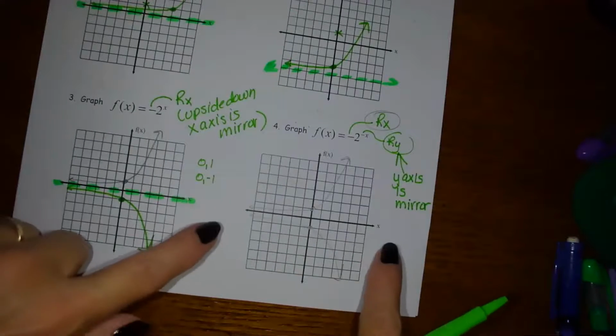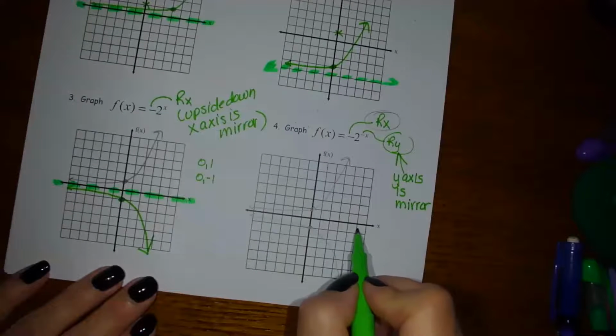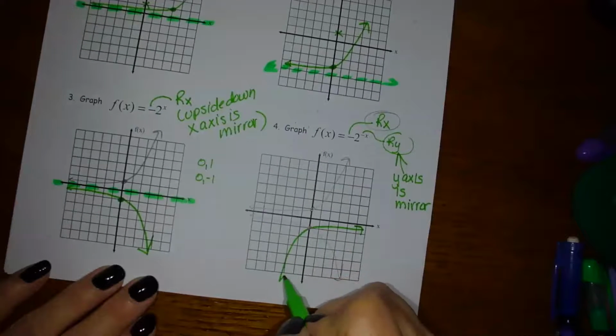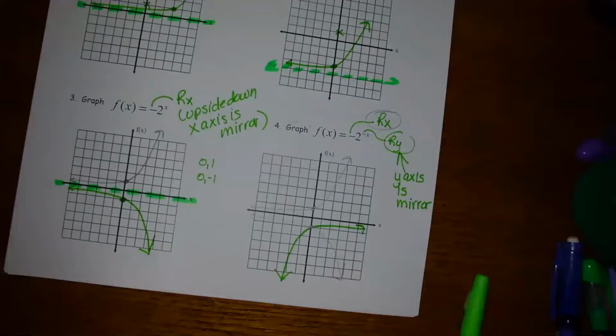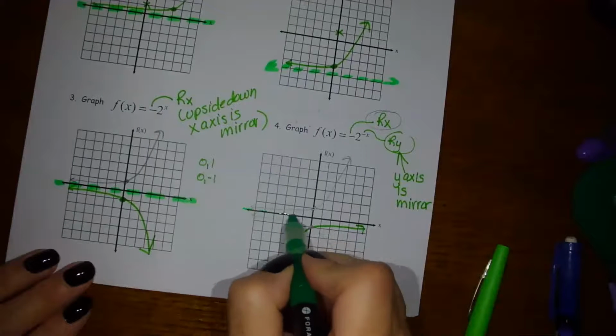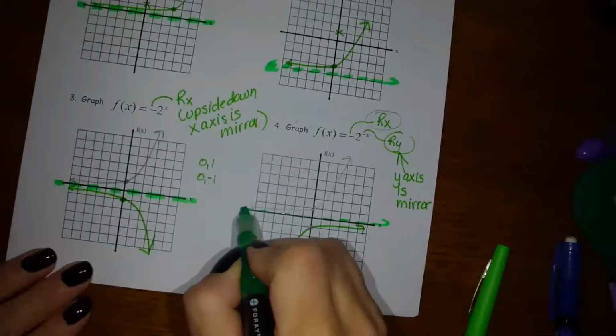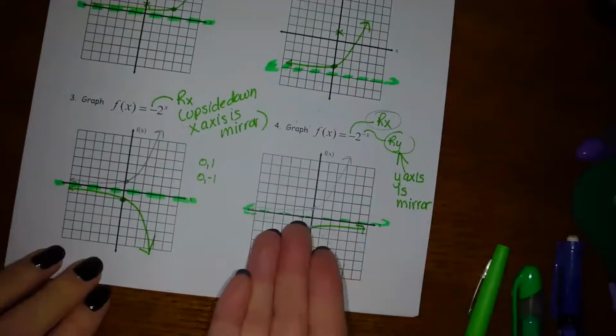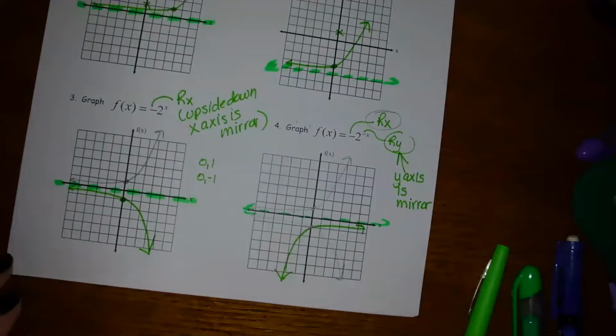Right? Go. So I'm going to be over here. And I'm going to come down. I still have my asymptote. Right? So we took this one and we flipped it. Right?